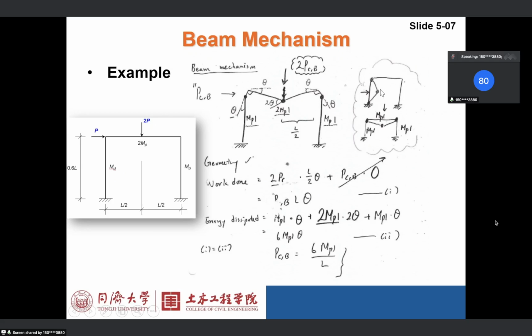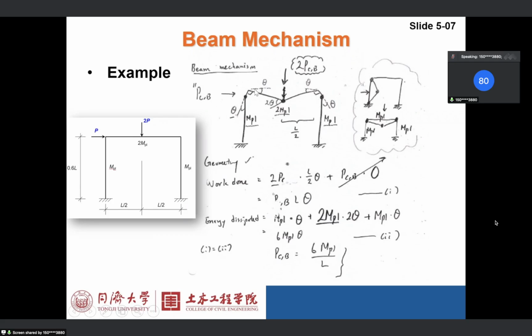So it doesn't matter if it is a horizontal or vertical direction load, as long as there is a load along the span of the column or beam, we call it a beam mechanism. It's similar to the 2-bar mechanism in a beam, right? So we have 3 plastic hinges here.